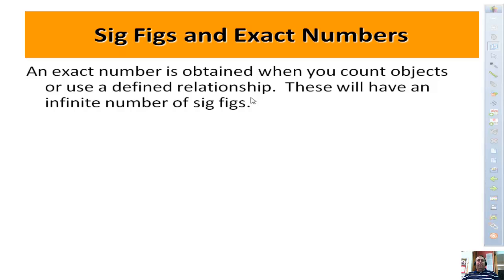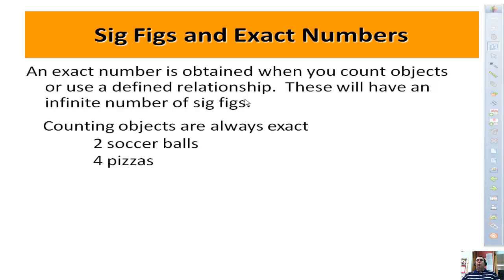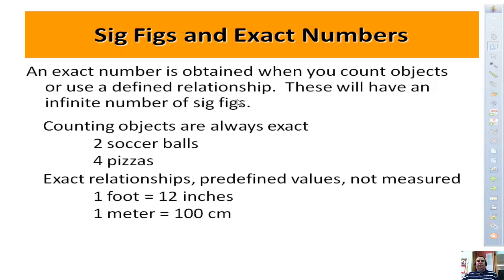The other thing that is definite is defined relationships. These will have an infinite number of Sig Figs also. For example, when I say 2 soccer balls, you can see one soccer ball, you can see the second soccer ball. That's a definite. Those are infinite Sig Figs. If somebody brought in 4 pizzas, again, we can count each and every one of those pizzas. That's a definite. And definite things have infinite number of Sig Figs.